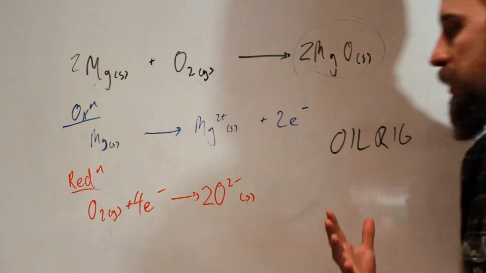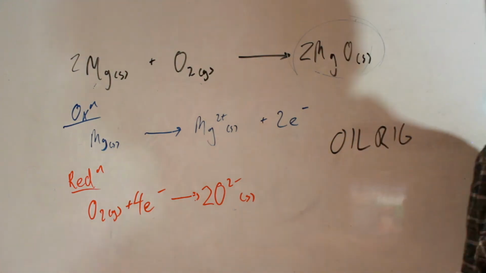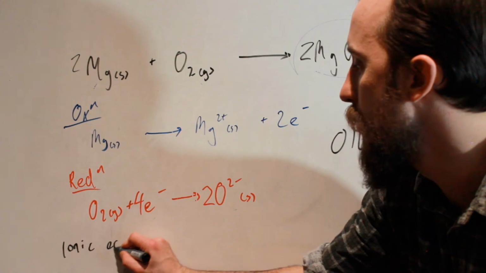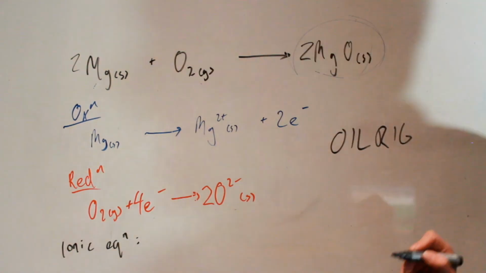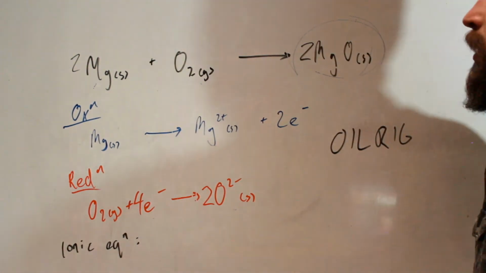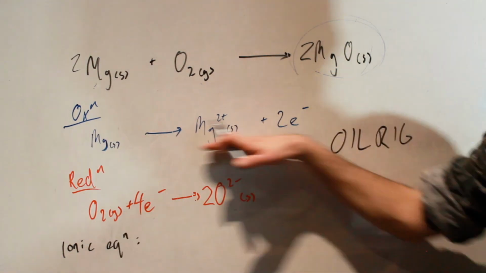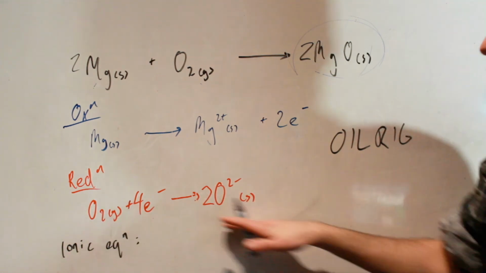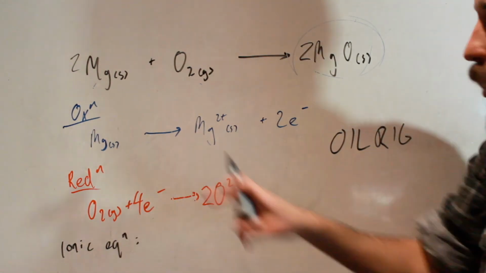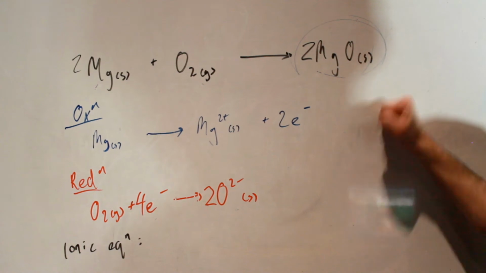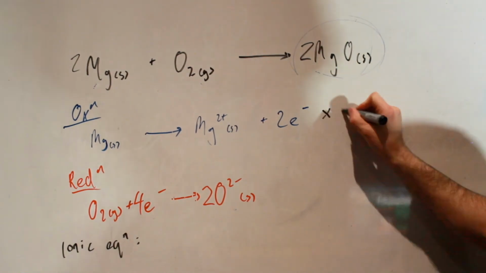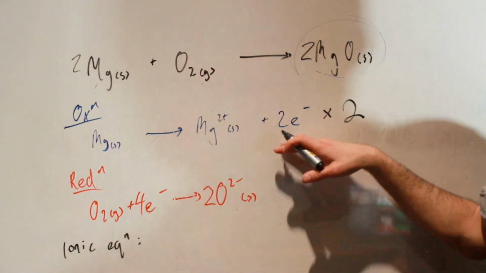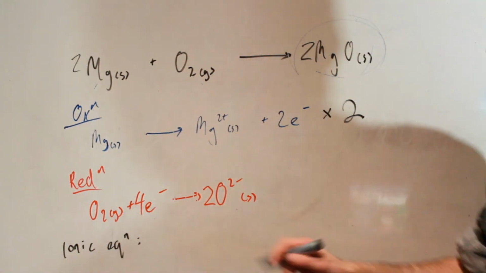However, this needs to be balanced as well. So if I wanted to do an overall ionic equation for this, what we need to do is make sure that the electrons are balanced. If this oxidation reaction only generates 2 electrons being lost, but this reduction reaction needs 4 electrons to occur, that means I've got to multiply this whole reaction by 2. I need this reaction to occur twice for every 1 time that this reaction occurs.